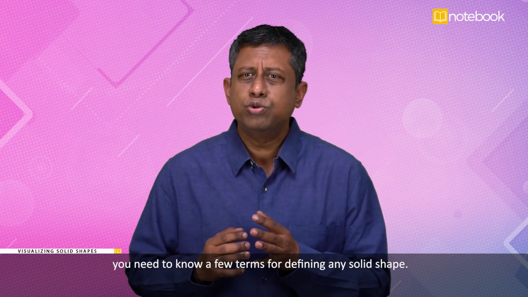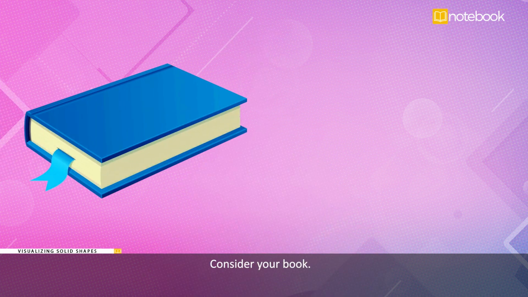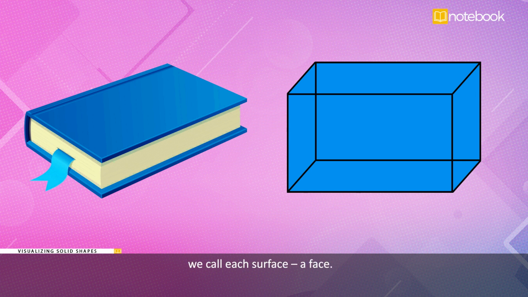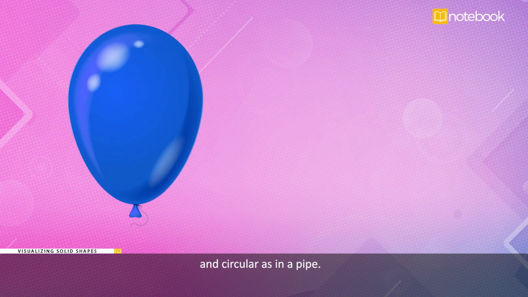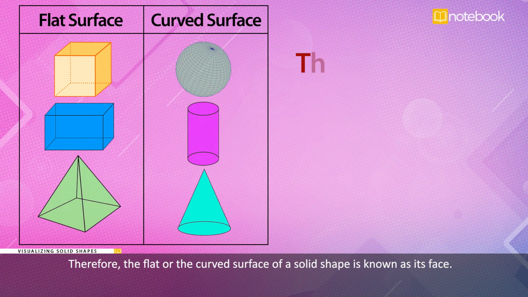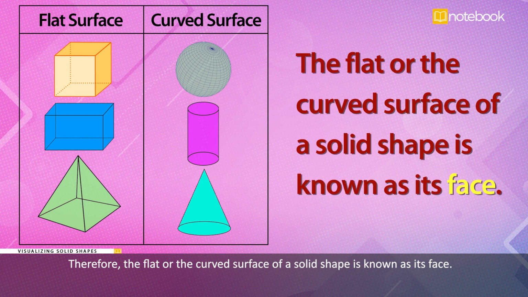Friends, you need to know a few terms for defining any solid shape. Consider your book. See that it has 6 rectangular plane surfaces. In geometry, we call each surface a face. The surface can be a square too, like that of a Rubik's Cube. It can be curved like a balloon and circular as in a pipe. Even a pyramid has faces of various shapes. Therefore, the flat or the curved surface of a solid shape is known as its face.